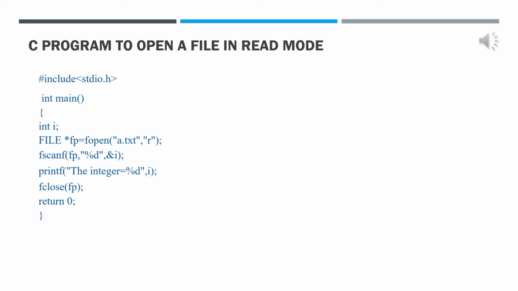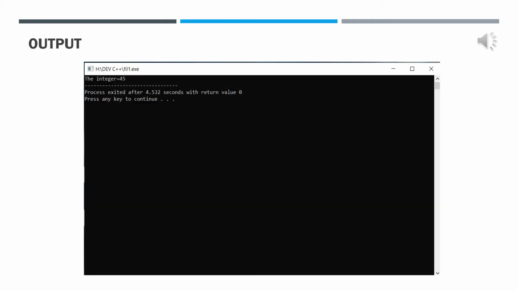Fscanf, because we are scanning from the file, so fscanf fp %d and %i. Printf, the integer equal to %di. So this integer will be printed on the screen. That is why only printf. Then we will close this file.